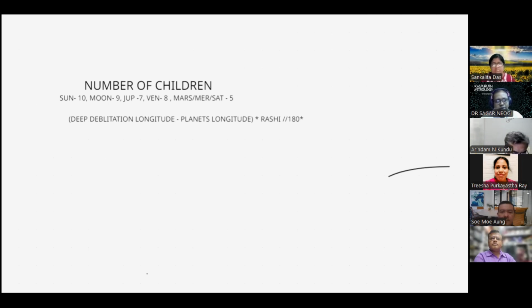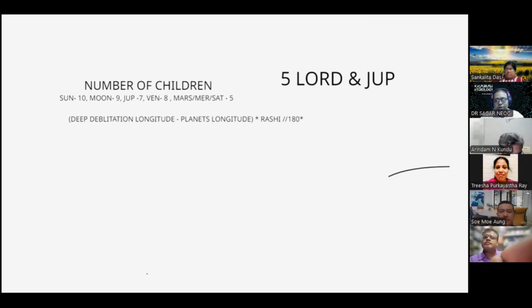First we have to consider 2 planets. Who are the 2 planets? One is the fifth lord and one is Jupiter. This chapter is easy. It is very easy. We have to consider these 2 planets, the fifth lord and Jupiter. Whichever gives the maximum number of Rashmi from this formula, that number will be counted as the number of children.